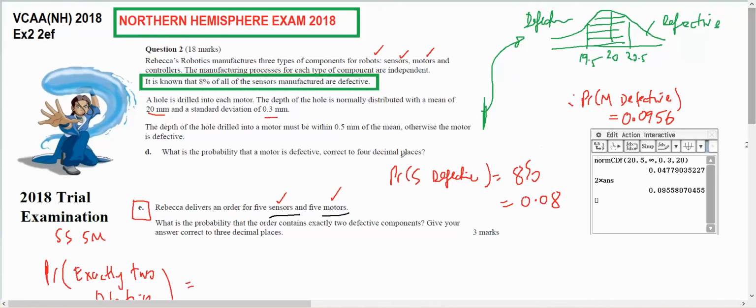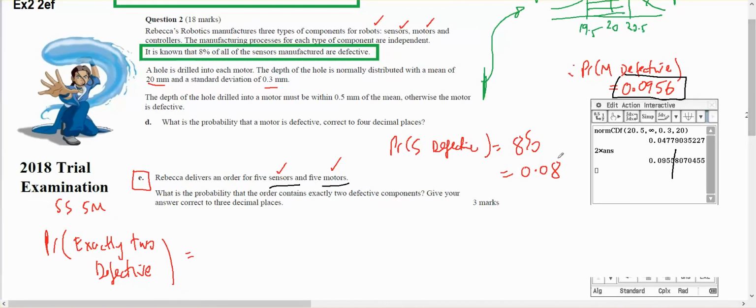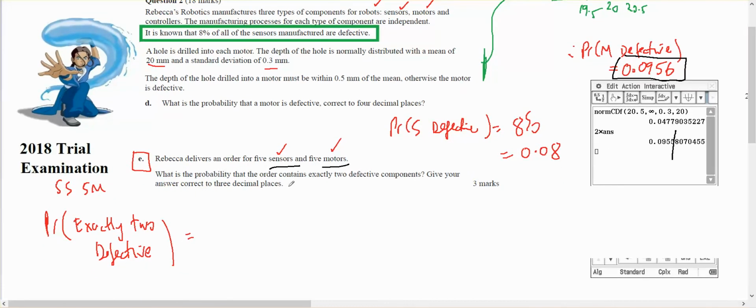So if I go back to part D, the probability of a motor being defective is 0.0956. And if I go right back to the start, I'm told that 8% of sensors are defective, and that's 0.08. Okay, so I know my probability of my sensors and motors being defective. What's the probability in order to have exactly 2 defective components? I get 5 sensors and 5 motors.